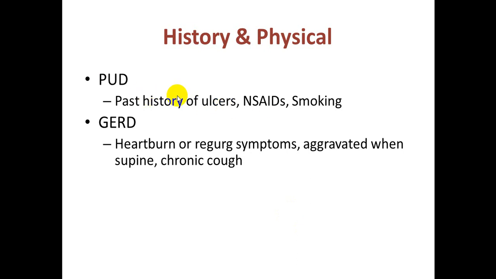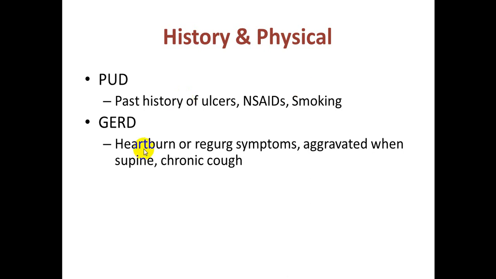As you know, peptic ulcer disease is characterized by periodicity: periods of severe abdominal pain, relieved with eating. Most likely this is a duodenal ulcer. Pain aggravated by eating is most likely a gastric ulcer. These attacks of pain resolve for 2 to 3 or 4 months and then recur again. So this is the periodicity of peptic ulcer disease.